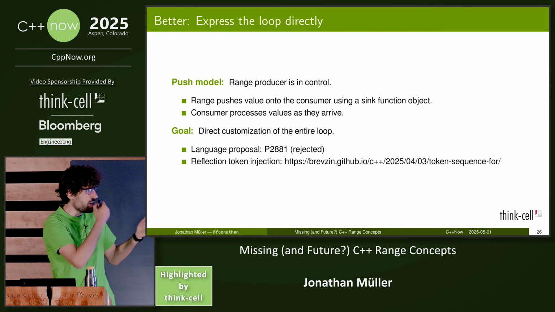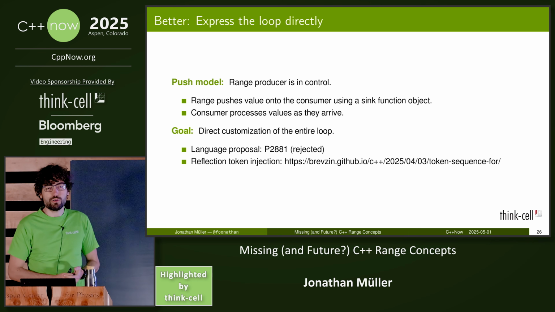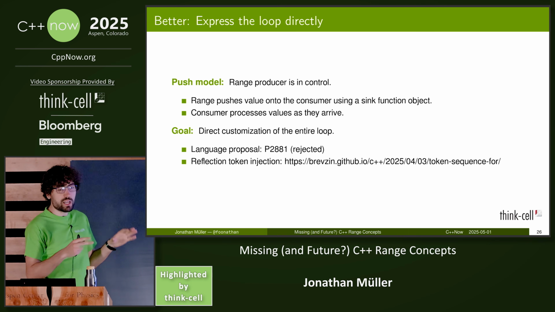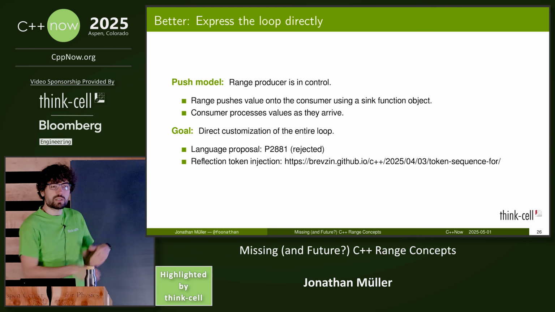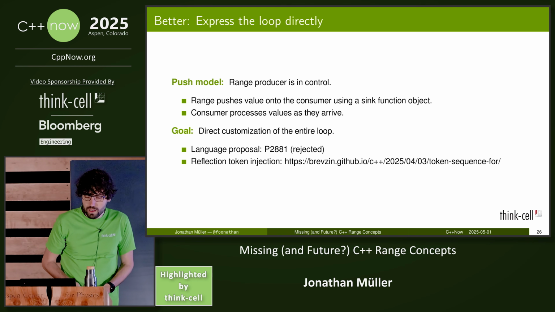Barry also wrote a blog post about how to do that using reflection token injection. You essentially create a reflection macro that generates the for loop for you. It just has a bit of awkward syntax, but technically that works.